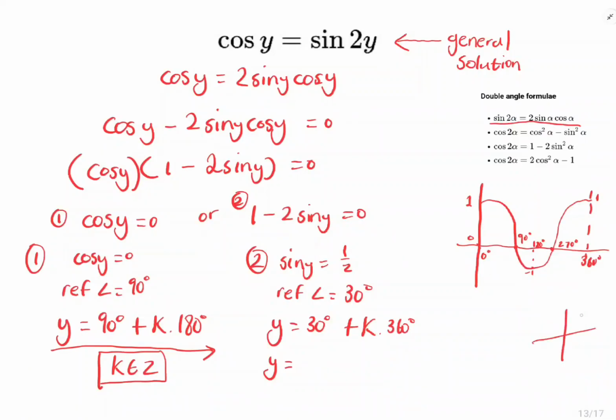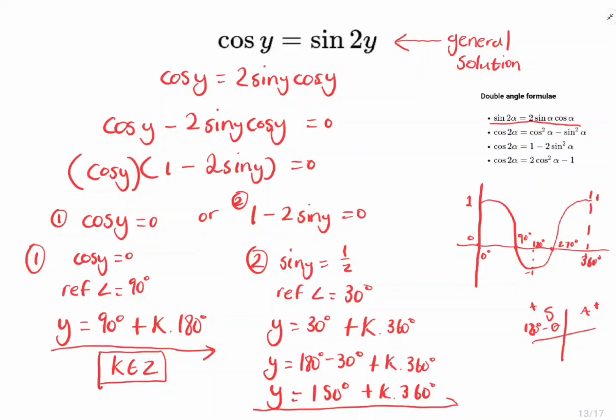And then our second solution is, we know that on the CAST diagram, sine is positive in the All quadrant and the Sine quadrant, and the Sine quadrant is 180 minus the reference angle. So 180 degrees minus 30 degrees plus k times 360 degrees, so y is equal to 150 degrees plus k times 360 degrees. So that's your two solutions for equation 2. And that is the solution for equation 1.